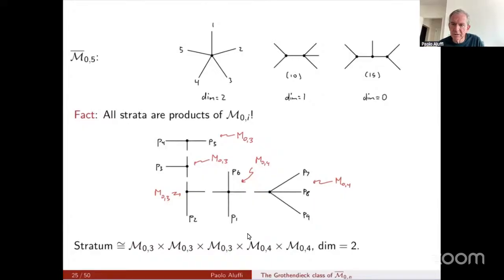You can now go and draw pictures of trees. Just be careful to obey the stability condition. Each vertex should have valence at least 3, and then you can figure out what the corresponding stratum of M0n bar looks like, meaning its isomorphism class. It's a tremendous amount of information.